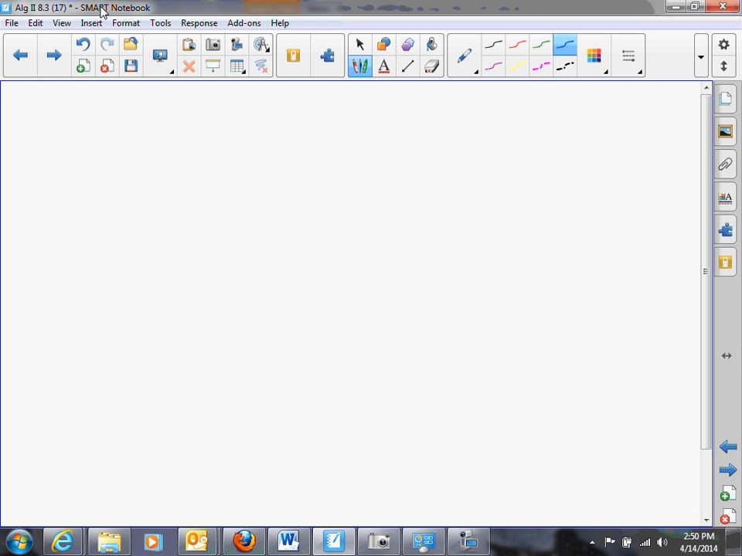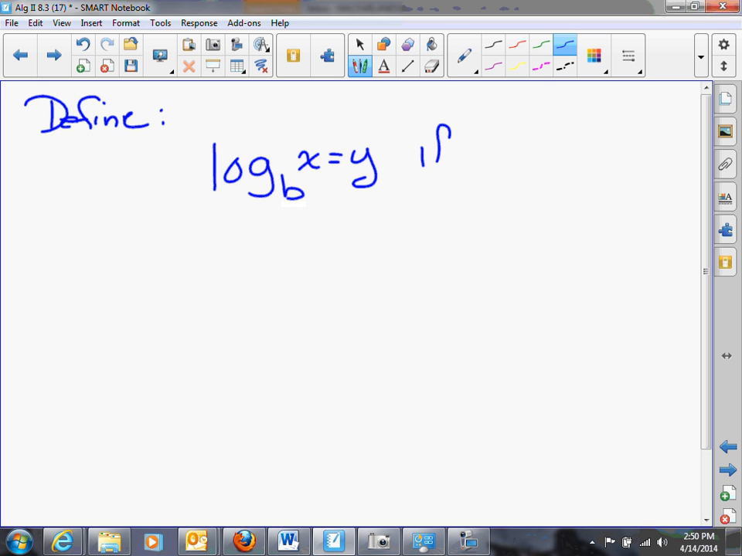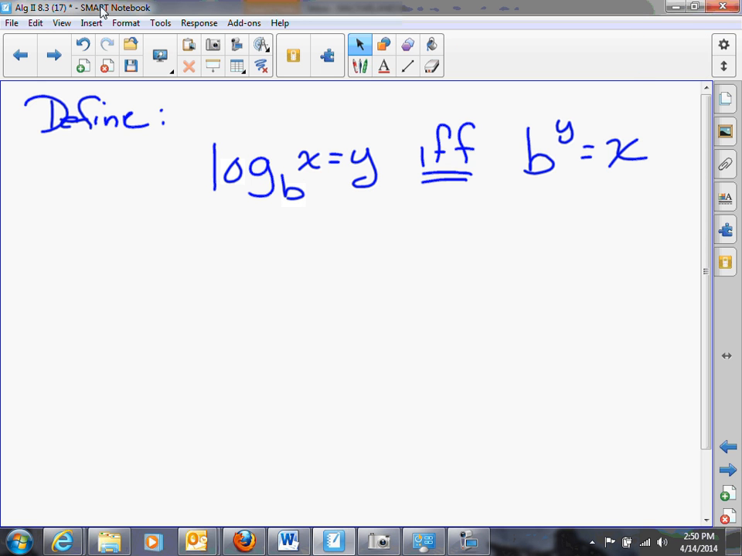Okay, first of all, let's start out by actually stating a definition. We're going to define log base b of x equals y if and only if, that's what this means, b to the y equals x. Now this is our basic definition of logarithms. And let's just talk for a minute here about a couple of things.